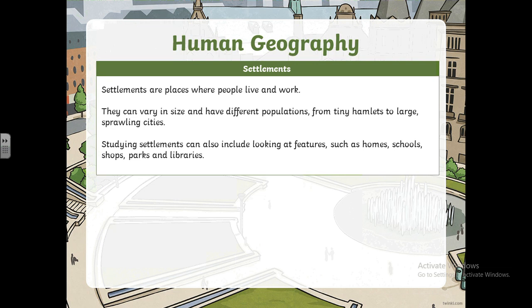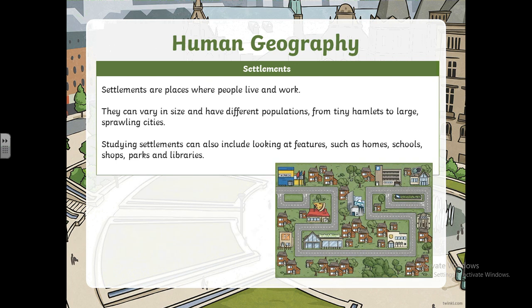So all of these humanly built things that we as humans use. I'm going to be dreaming of the word human tonight. I've said it about 50 times already. So settlements. Here's some examples.